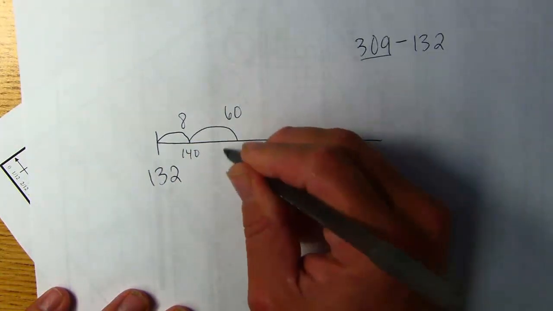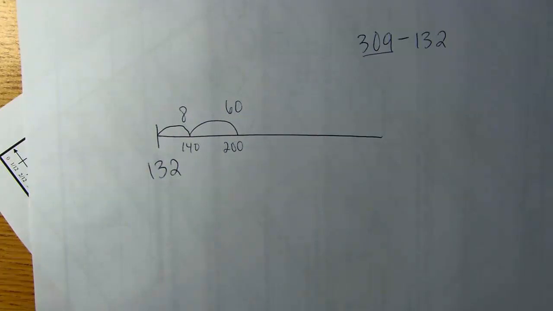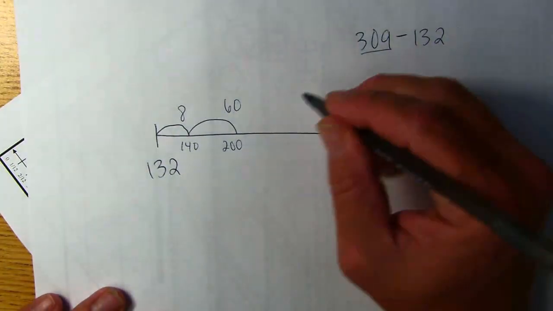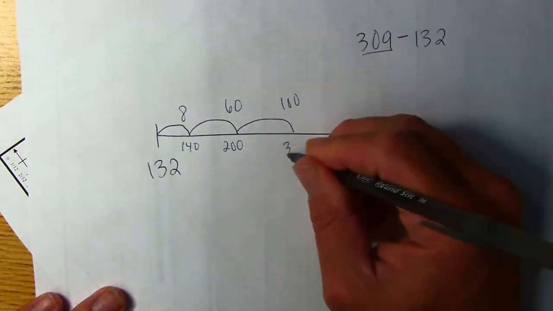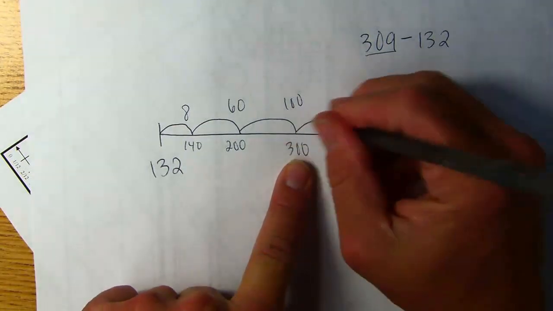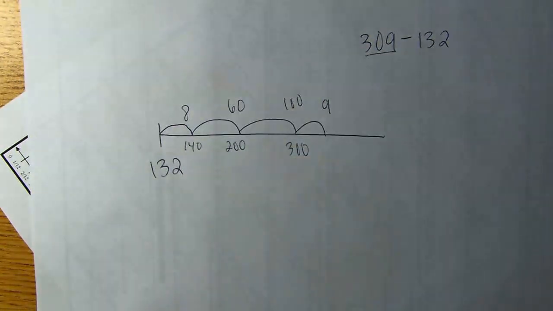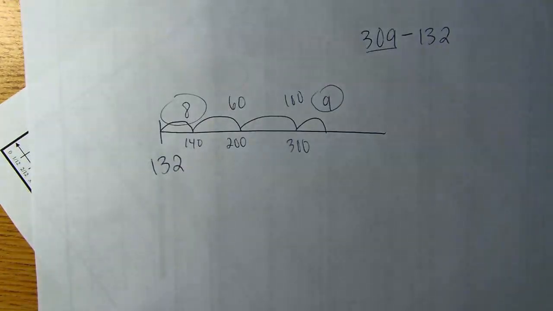140 plus 60 is 200. Okay, we should know 140 plus 60 gets us to a multiple of 100. From here we can add 100 because that takes us to 300. We need to get to 309, then we can add a 9. All right, 9 and 8 is 17. Should be able to do that pretty fast in your head.